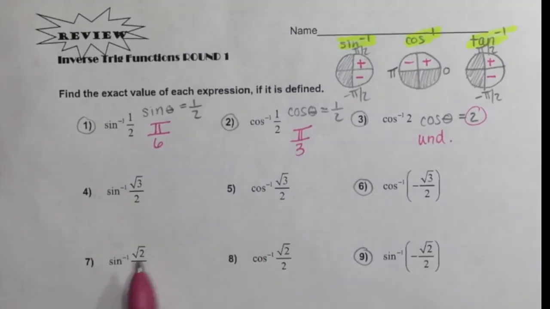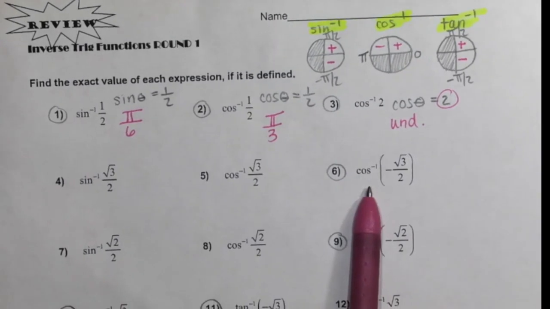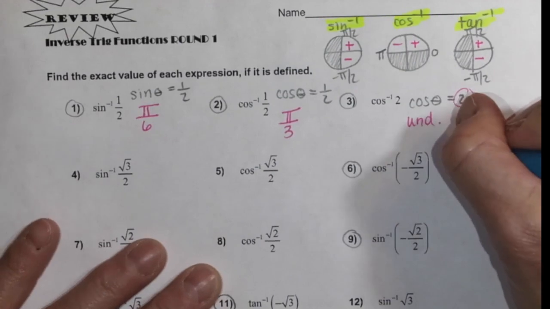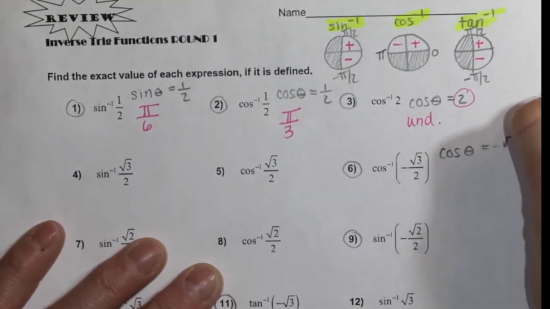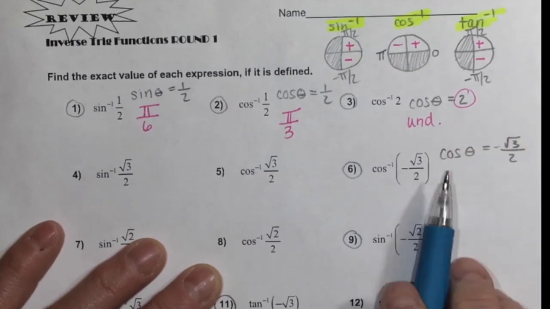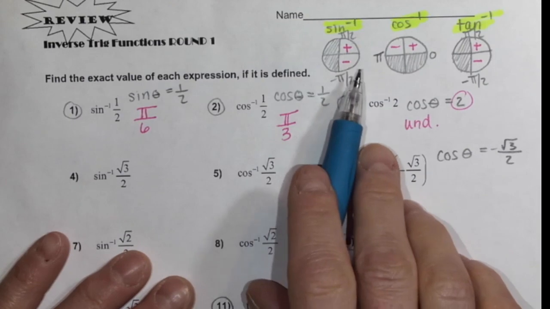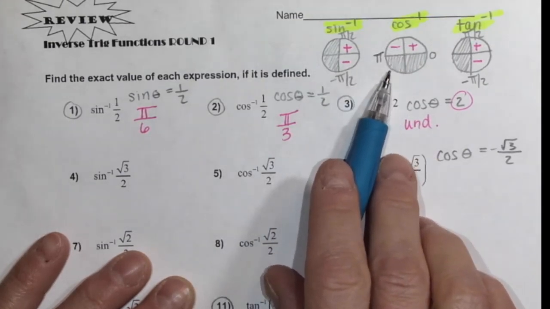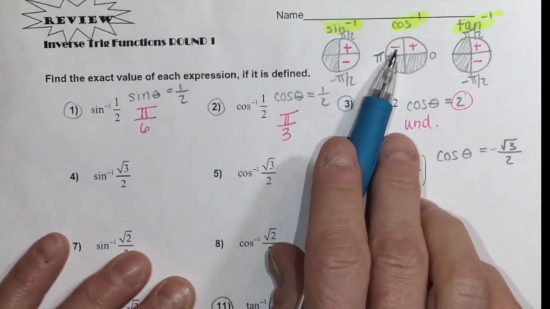So I think you guys can do the next few here. I was going to look at 6 and 9 here. Number 6, because they get a little tricky when they're negative. So cosine of what angle is -√3 over 2? So again, think of cosine as my x value. Where is x negative? X is negative in the second and third. So that means I'm talking about the second quadrant. That's what this negative means.